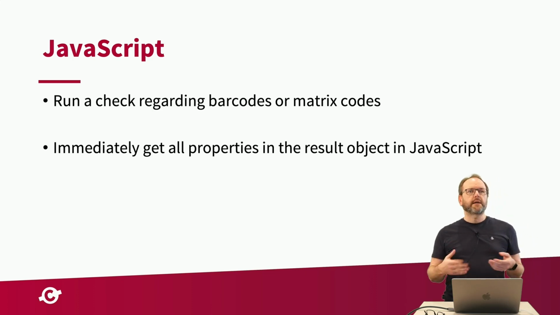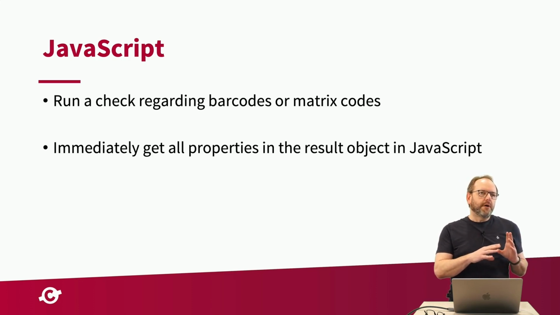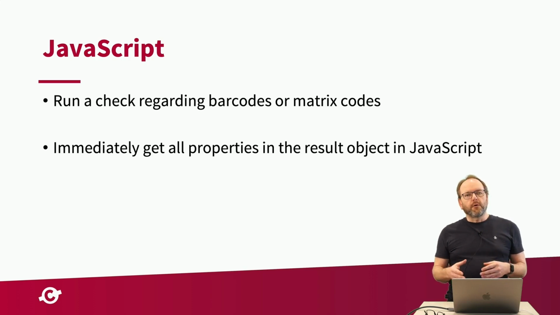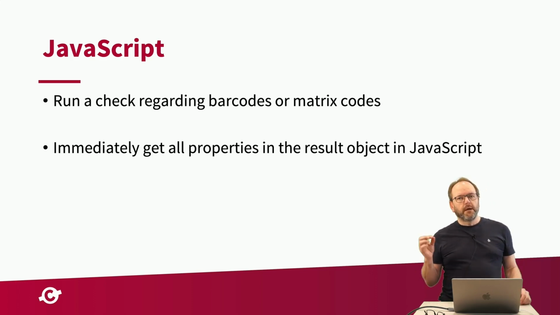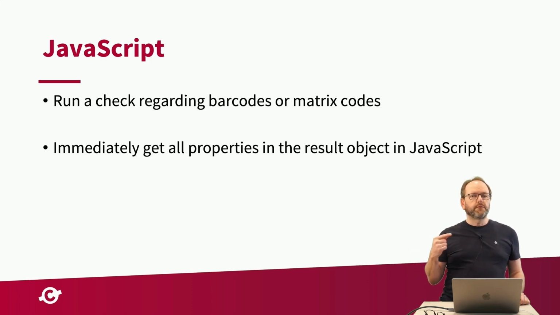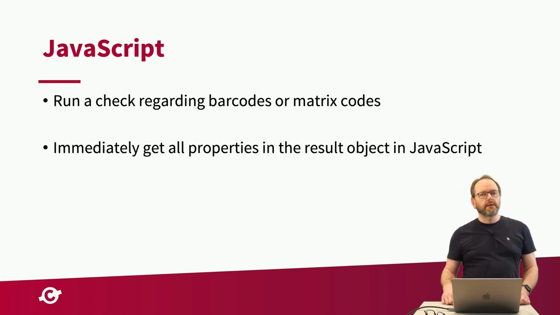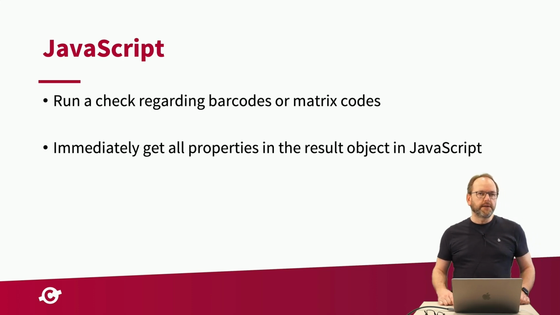So if you run a check, and I'm not going to show this because I want to show other things that are way more cool, but if you run a check regarding barcodes or matrix codes, then you will get the properties of the barcode in the result object. There's a small point that needs to be added to that, and that is if you want to see the quiet zone results, then you need to have also in your check a property for quiet zone. It takes some time to calculate these things, and so they are only calculated when your check really needs them.